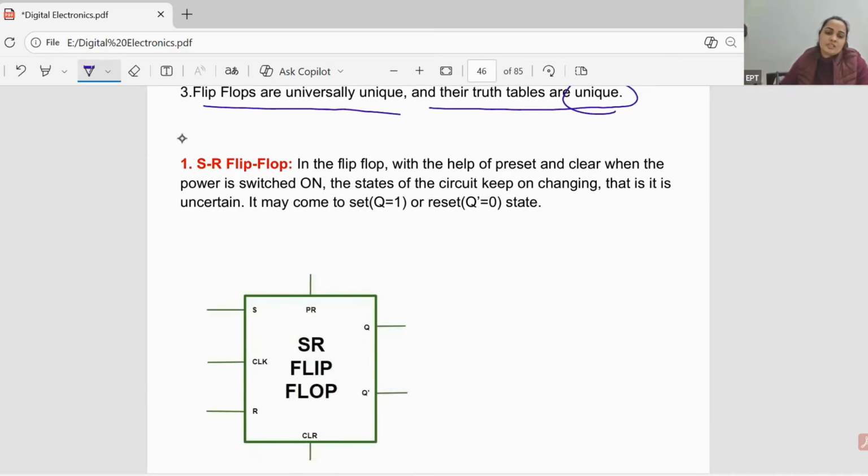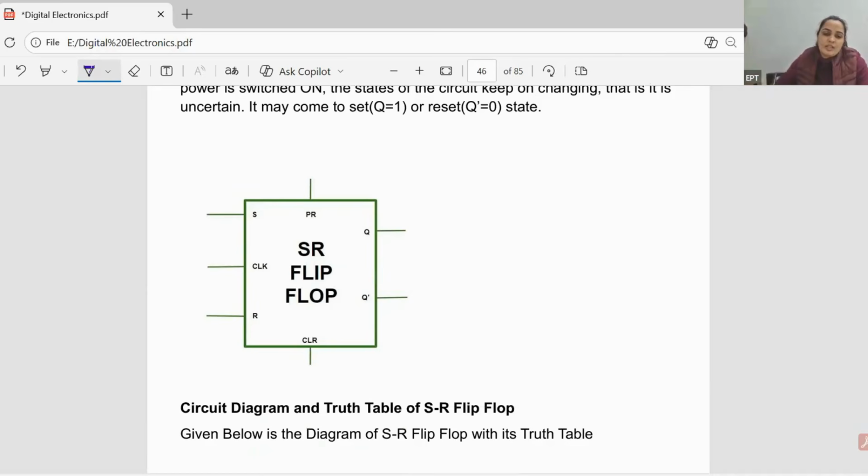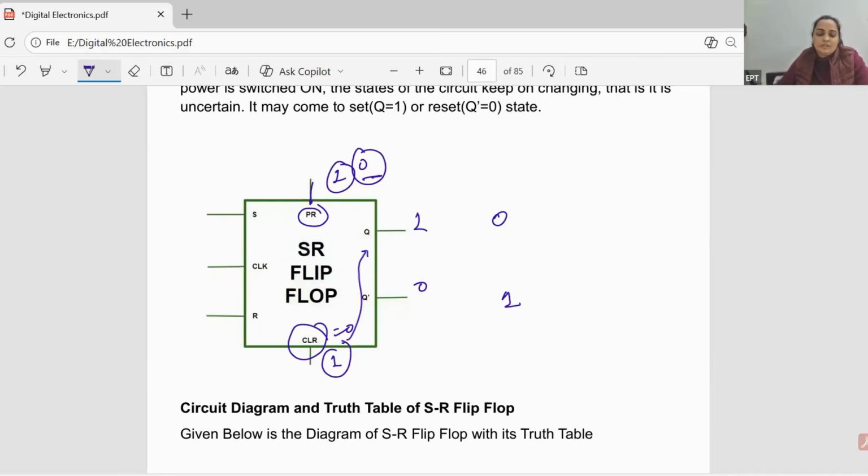So now I will discuss the flip-flops here. First one is the SR flip-flop. Preset is an active high pin. If this is 1, then output will be 1 0. If it is 0, then these inputs will decide the output state. If clear is 0, then these inputs will decide the output. If clear is 1, then output will be 0 1. It will clear the Qn.